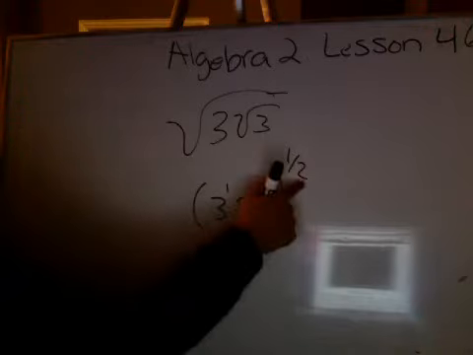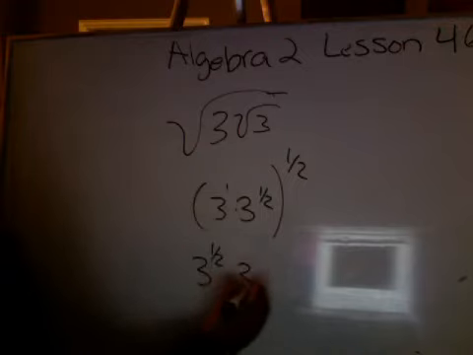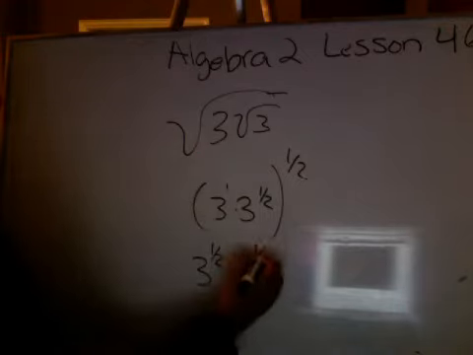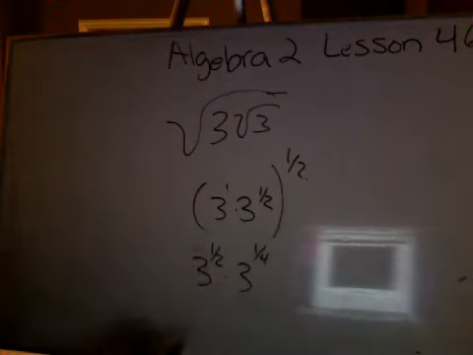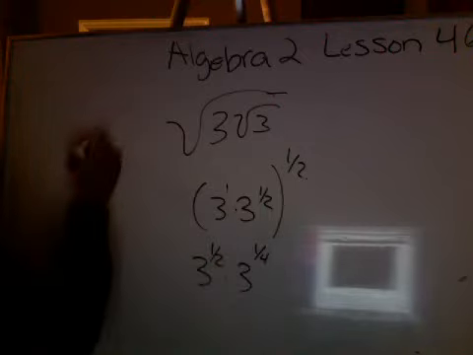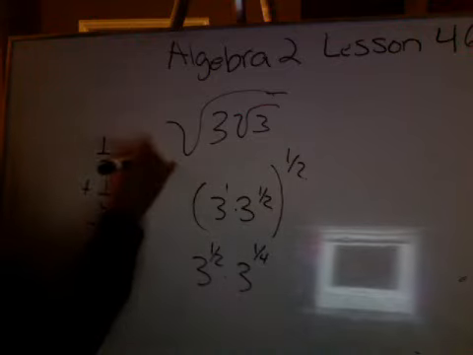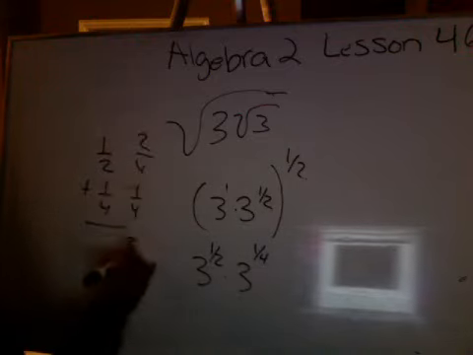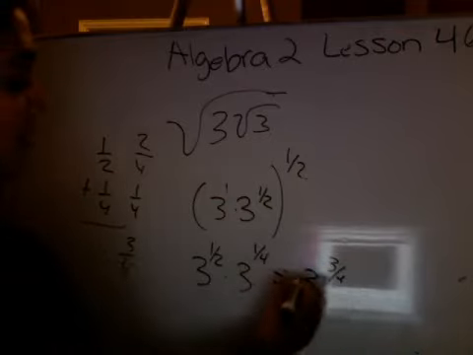We take this times this, so it's 3 to the 1/2 times 3 to the 1/2, and 1/2 times 1/2 is simply 1/4. Then we can use our product rule for exponents, which says if you have the same base, you add the exponents. So how do you add fractions? You've got to get a common denominator, which is 3/4. So this equals 3 to the 3/4.